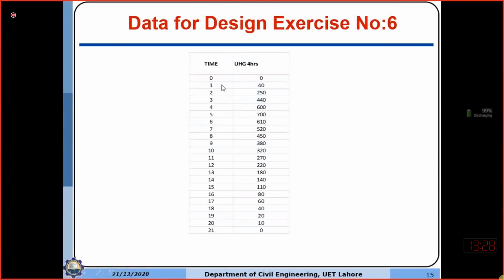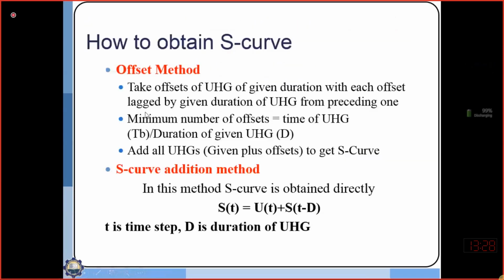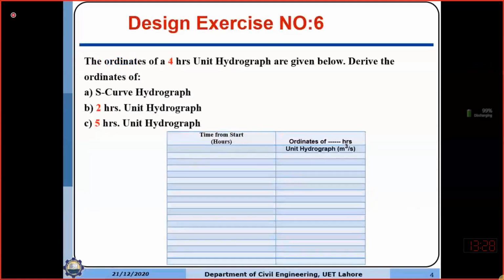Time of measurement of discharge, this is the time step we call, from 0 to 21 hours. So it is in hours. In the 4-hour unit hydrograph, its ordinates are given in cubic meter per second. So this is the given data, and using this data you have to generate the S-curve, and using the S-curve you have to convert the 4-hour unit hydrograph to a 2-hour unit hydrograph and a 5-hour unit hydrograph. So let me discuss some related theory.